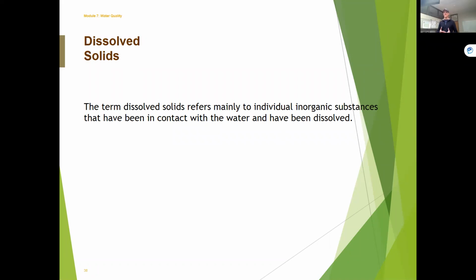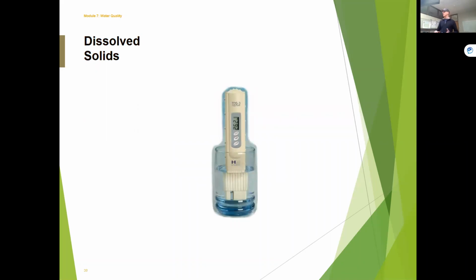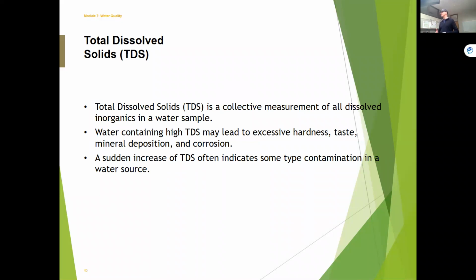It's definitely related to hardness and alkalinity, and definitely related to calcium carbonate. But it takes everything that's in the water. So anything that's dissolved from an inorganic perspective, they call it a dissolved solid, or a total dissolved solid. It's measured through something called a TDS tester, which is on the screen here. When you look at a bottle of water, instead of saying how many minerals there are, they'll say what the dissolved solids are going to be. By definition, it's a collective measurement of all the inorganics in the water sample.